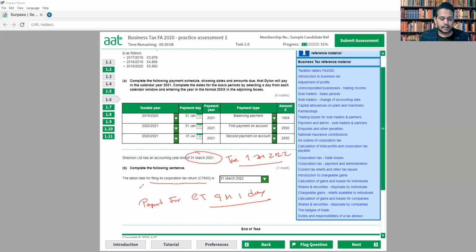So tax has to be paid by 1st of January 2022. That is 9 months and 1 day. But the filing for the corporation tax they can do within 12 months. So they can do 31st of March 2022. So don't mix it up. For paying the corporation tax, the deadline will be 9 months and 1 day, but filing the tax return is 12 months.